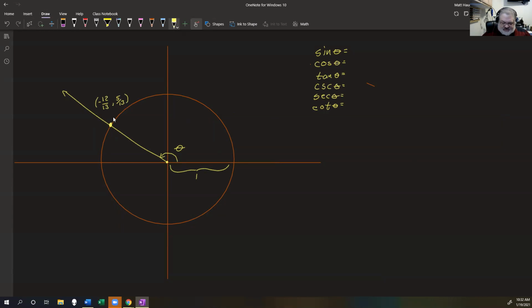Again, you can check to see if that is really on the circle of radius 1. I assure you it is. But if we know that point of intersection on the circle of radius 1, we know the sine value, the cosine value, the tangent, the secant, the cosecant, and the cotangent just by knowing that value.